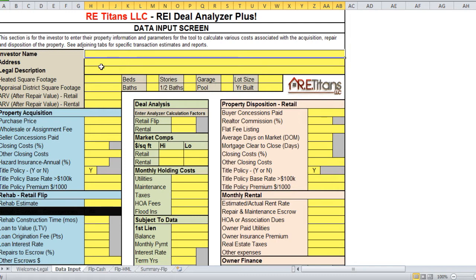Let's begin with the basics. First, you'll want to enter your company name or the name in which you are purchasing the property. Talk to your attorney, tax advisor, or CPA, but we recommend doing your business in an LLC. For our purposes today, I'm going to call our company ABC Investment Properties, LLC.